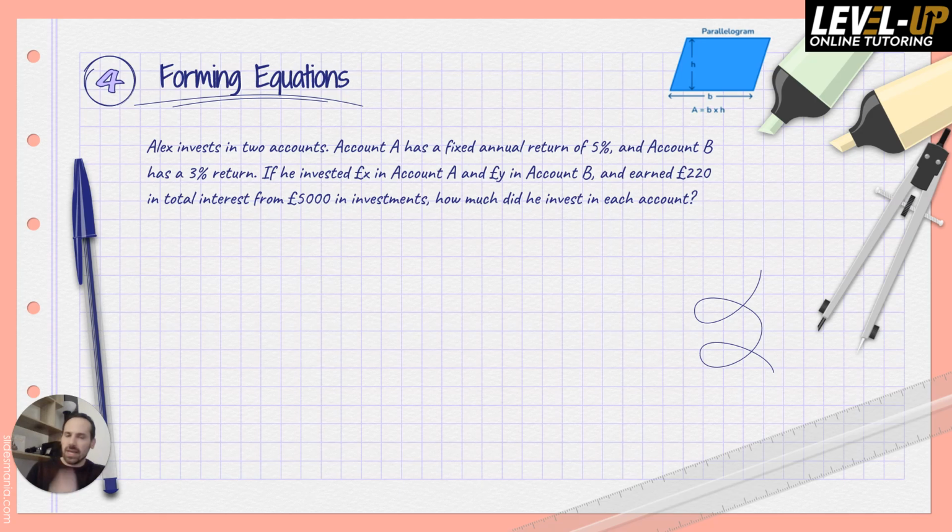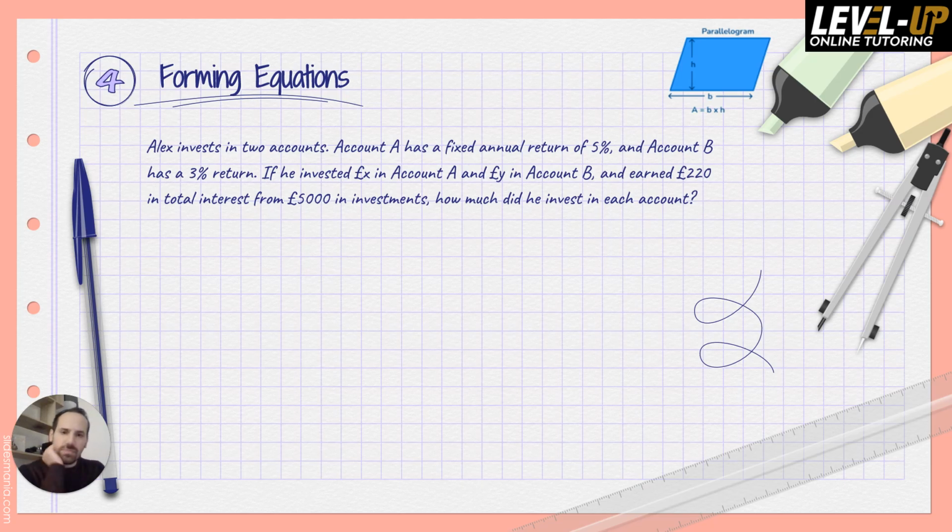So we're looking at an example here where this guy Alex is investing money in 2 accounts, account A and account B, with perhaps 2 different banks, and they're offering different return rates. One will give you 5% per year. The other one gives you 3% return. He's invested X amount in A and Y amount in account B. Over the year, he earns a total of £220 of interest from a total of £5,000 that he invested at the start of the year. How much did he invest in each account?